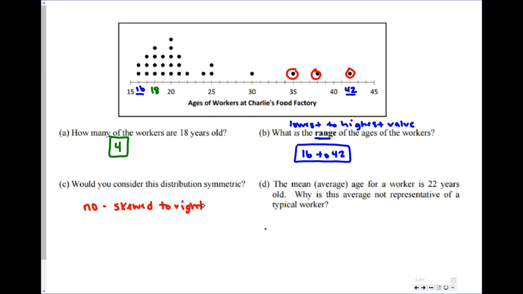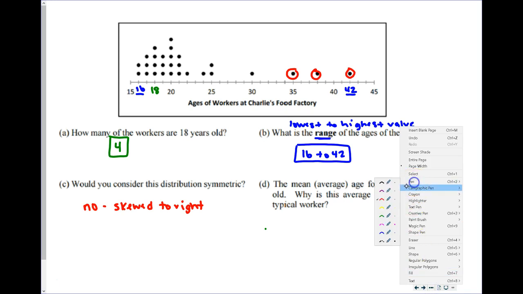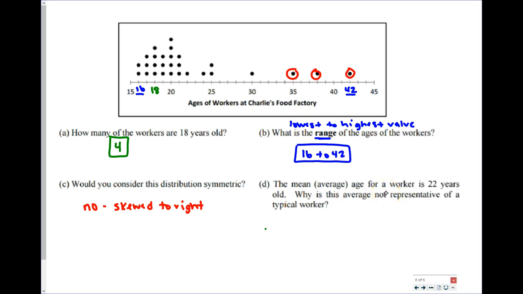Okay? And then the last question says, the mean or average age for a worker is 22 years old. Why is this average not representative of a typical worker? So when I go look at 22 years old, so here is 22. I only have one guy that is 22 years old. And the reason we're getting an average age of 22 is because to find an average, you add up all these dots and divide by how many there are. And when you do that, you're going to get 22.